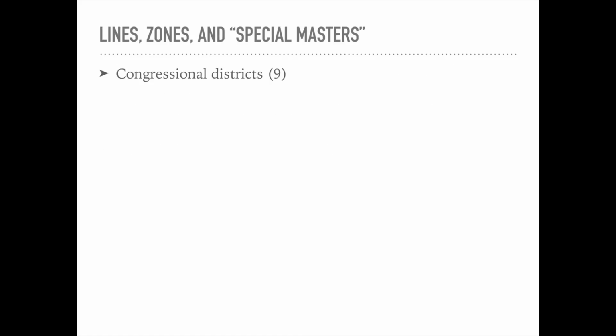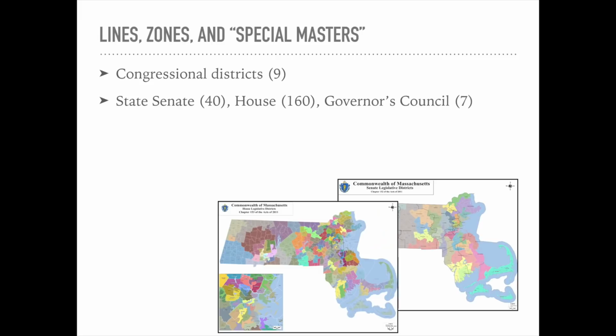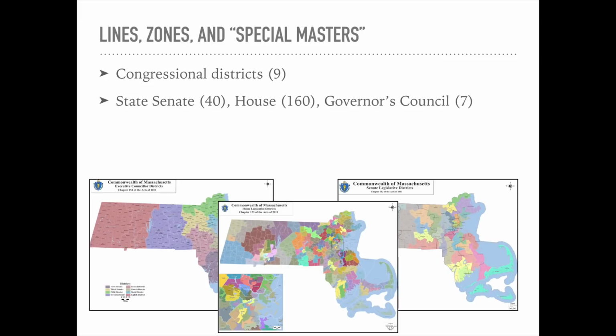Next, a reminder of all the ways that this matters. So here we are in Massachusetts, where we currently have 9 congressional districts, but we have all kinds of other lines and zones. We have a state senate with districts, a state house with districts, a governor's council. We have school districts.